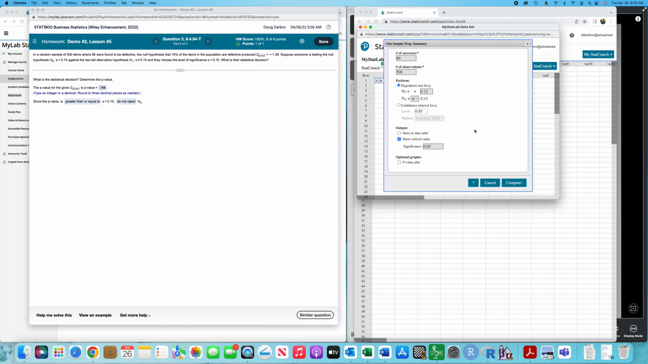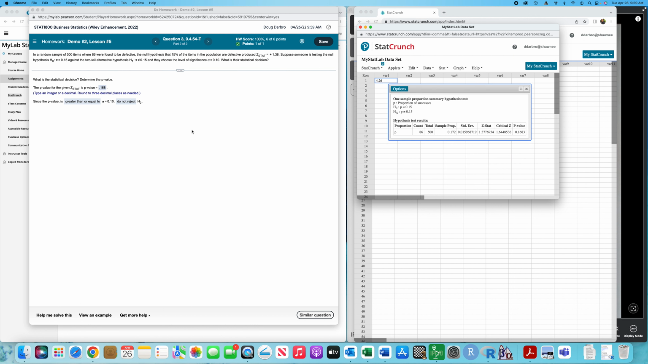Let's get into show the critical value. Looks like they want us to test this at 0.10. And let's say compute. So what you'll see there is the p-value is 0.168, which I pulled from the table right there. So since the p-value is greater than our alpha, 0.10, we do not reject H sub 0.